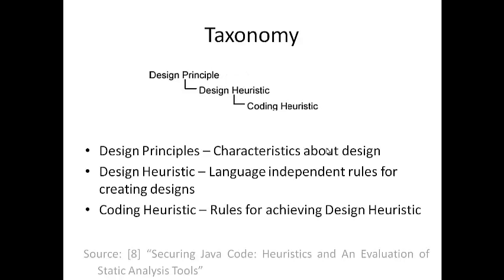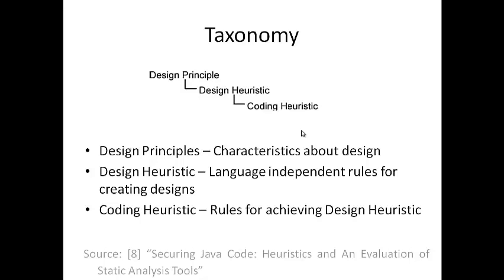It is not just about the security feature an application provides as a whole. Well, it is also about securing software code. So, in order to do that, the authors of Securing Java Code, Heuristics and an Evaluation of Static Analysis Tools are suggesting a new taxonomy for correlating coding heuristics with the design principles. So here is the taxonomy that is suggested by the authors.